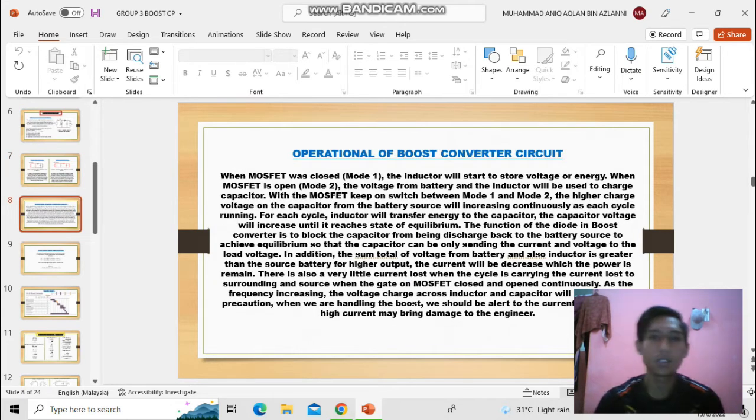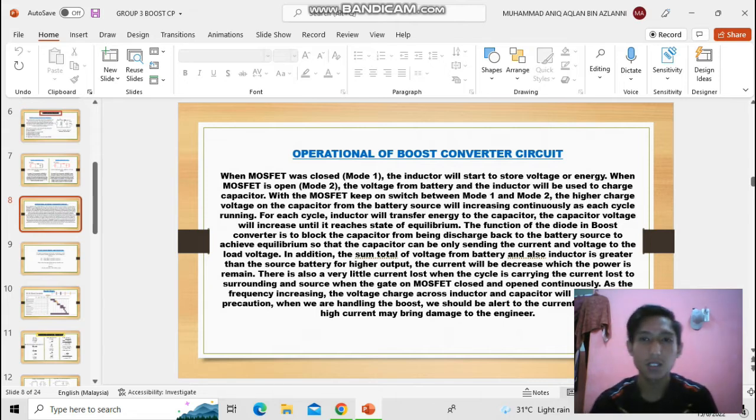Next, this is the operation of the boost converter circuit. When the MOSFET is closed in mode 1, the inductor starts to store energy. When the MOSFET is open, which is mode 2, the voltage from the battery and the inductor will be used to charge the capacitor. As the MOSFET keeps switching between mode 1 and mode 2, the charge voltage at the resistor from the battery source will increase continuously with each cycle. For each cycle, the inductor transfers energy to the capacitor.